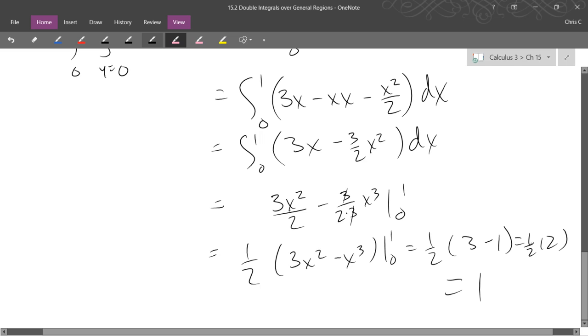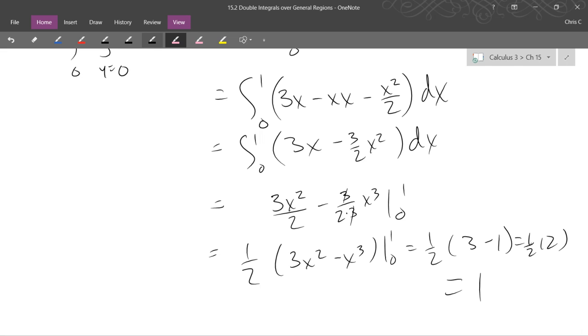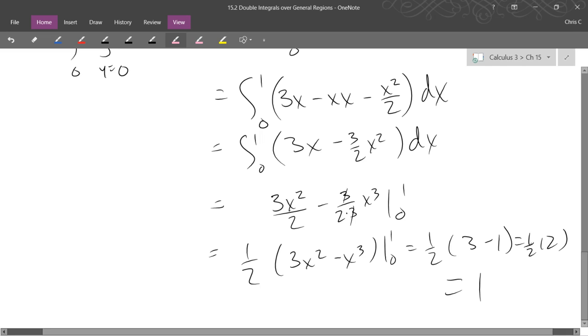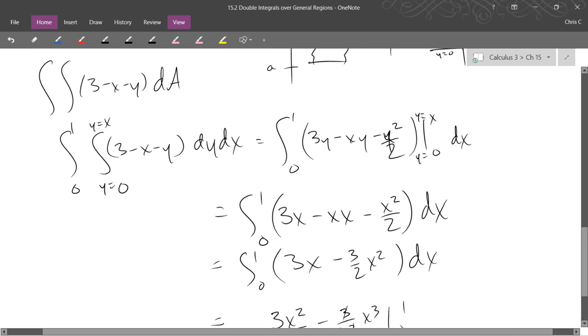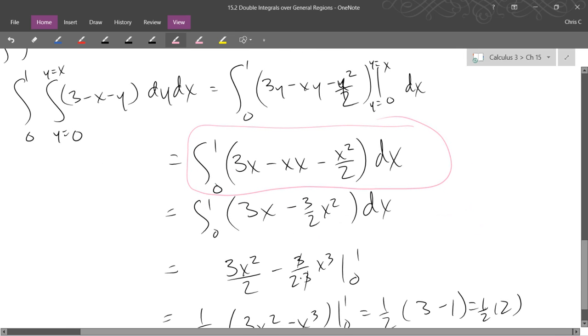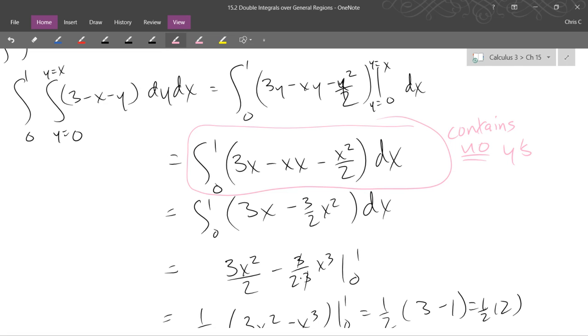So you've gotten one, no matter which way you went. There is a step, and it will be after you plug in your first endpoint. This step that I am circling should contain no y's. So there's one point, depending on which way you go. If you go another route, you'll at some point have no x's.